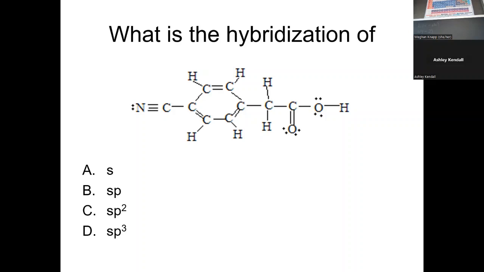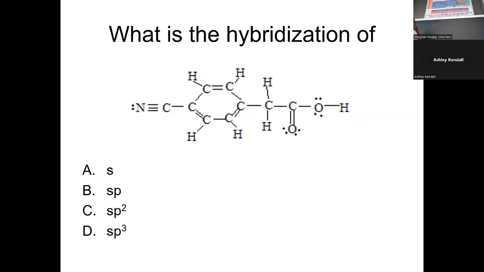Okay. Is the nitrogen also sp hybridized? How many electron domains does the nitrogen have? 2. So it's also sp hybridized. It's just using one of them for a lone pair instead of for a bond.